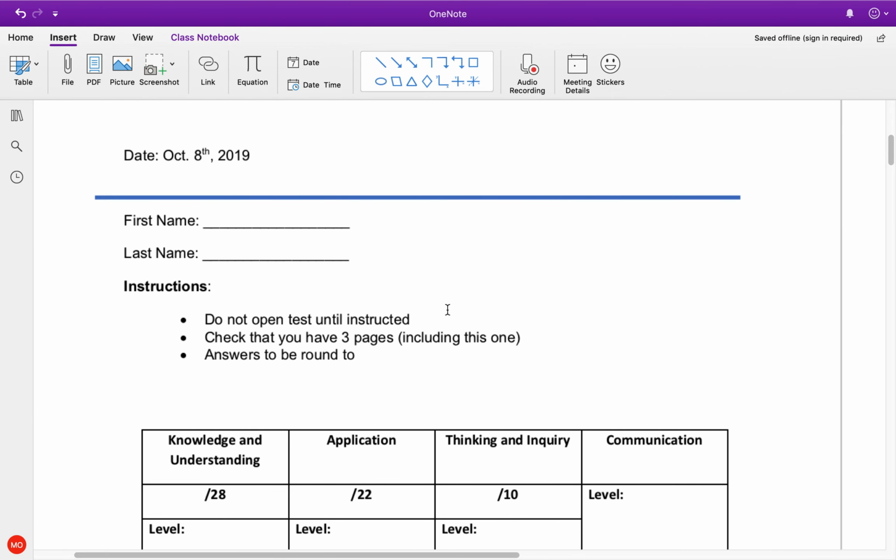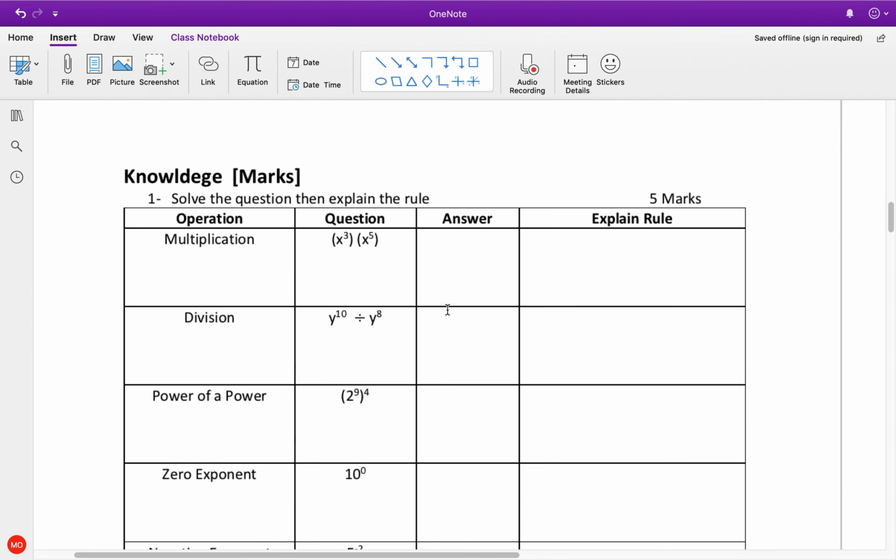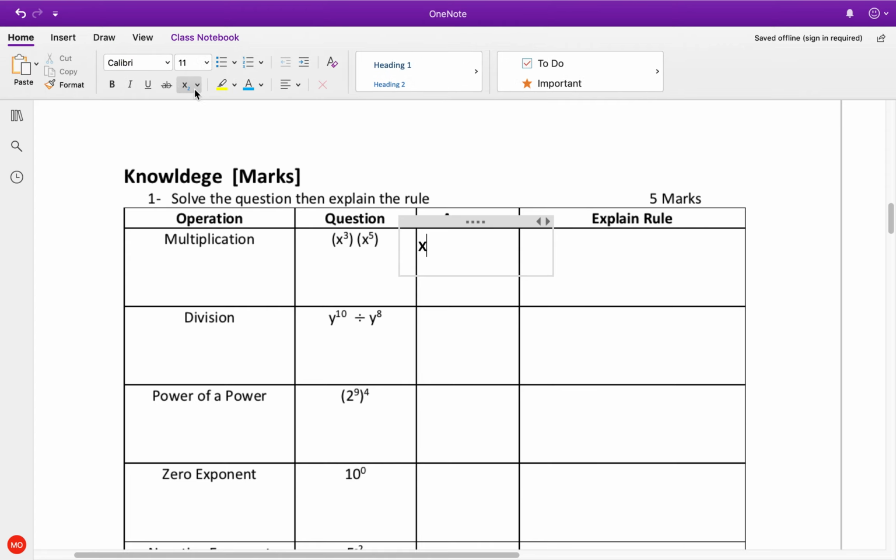Okay, I'm going to go over your quiz 2 here as we go. It's going to take a little while because I have to do it on computer. So the answer here is x to the power of 8. And all we're doing here is the base stays the same and we add the exponents.